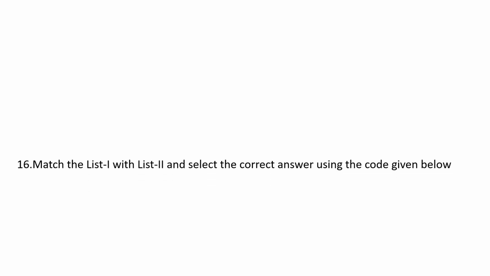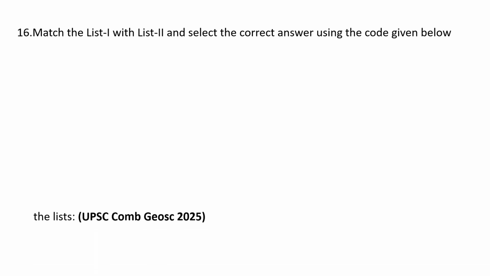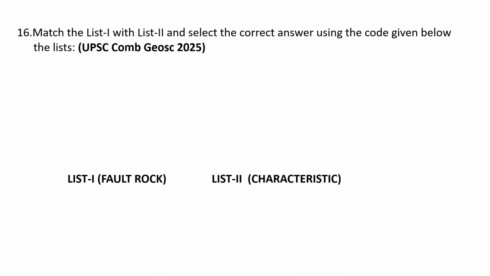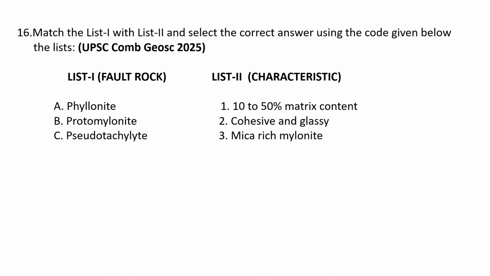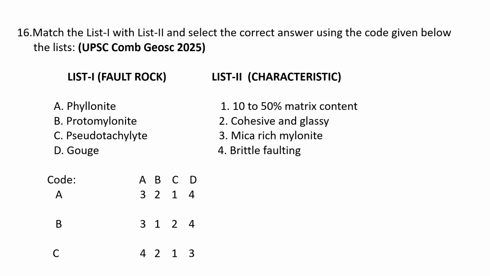Next question. Match list 1 with list 2 and select the correct answer using the code given below. List 1 is fault rock and list 2 is characteristics. List 1 includes phyllonite, protomylonite, pseudotachylite, and gouge. And list 2 includes 10 to 15% matrix content, cohesive and glassy, mica-rich mylonite, brittle, faulty. The codes given are: A. A3, B2, C1 and D4. B. A3, B1, C2 and D4. C. A4, B2, C1 and D3.